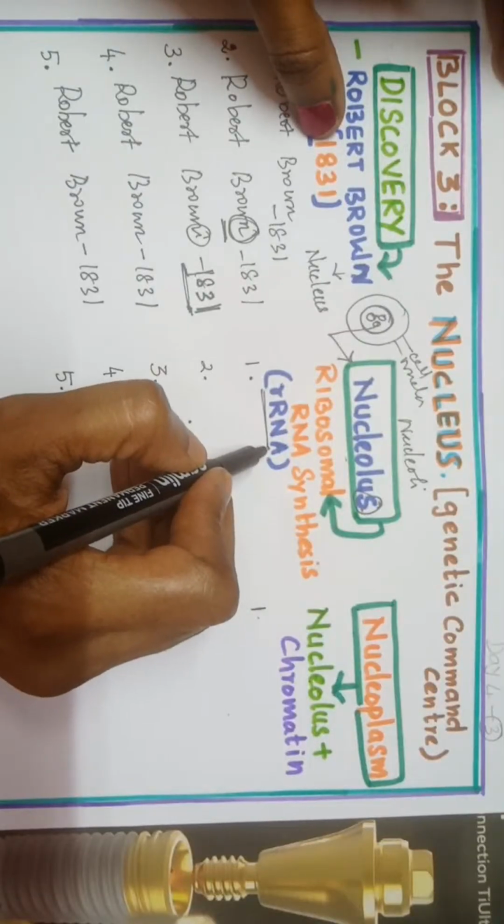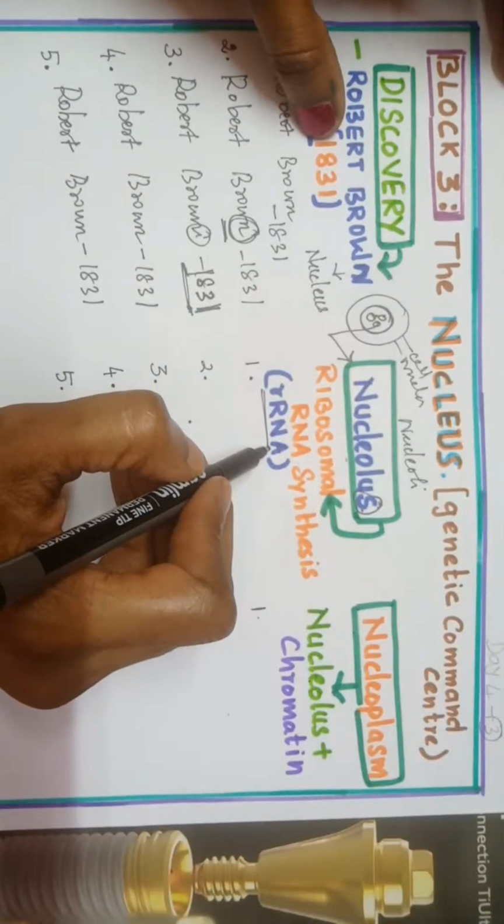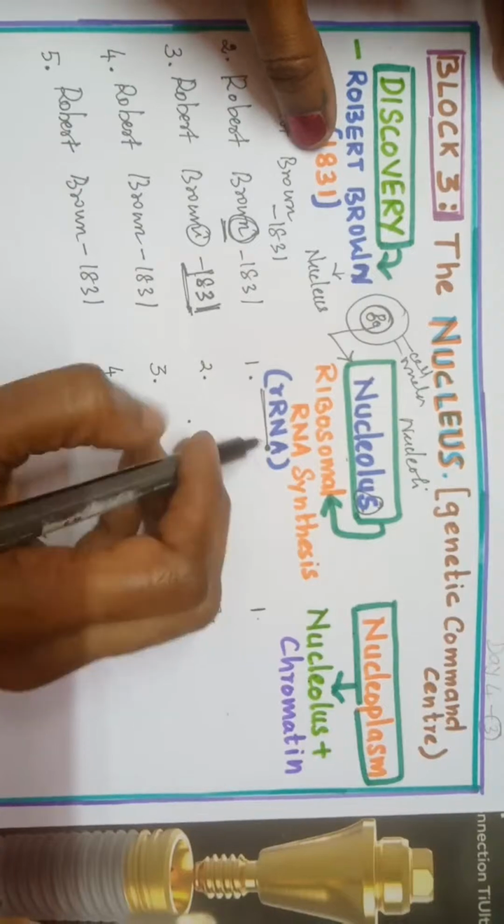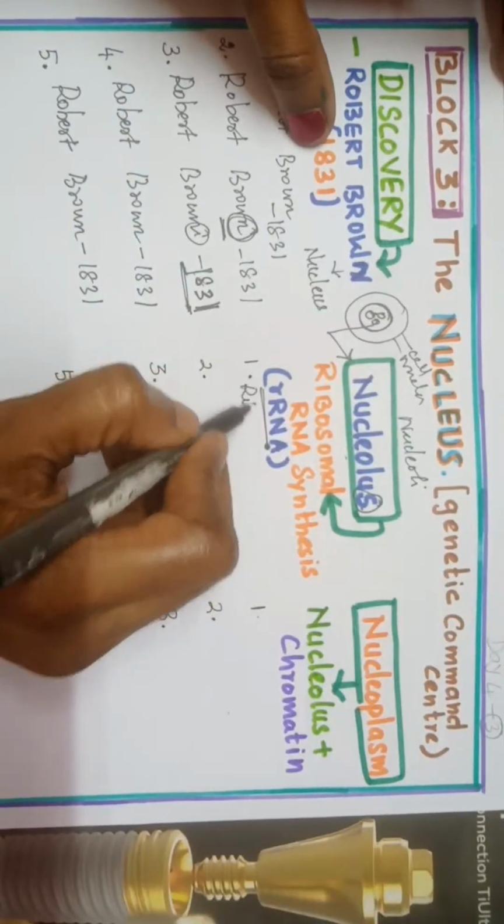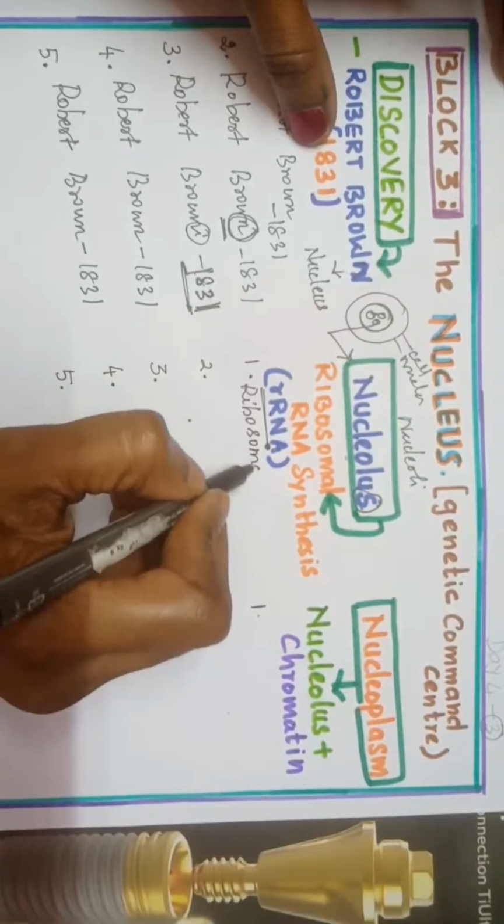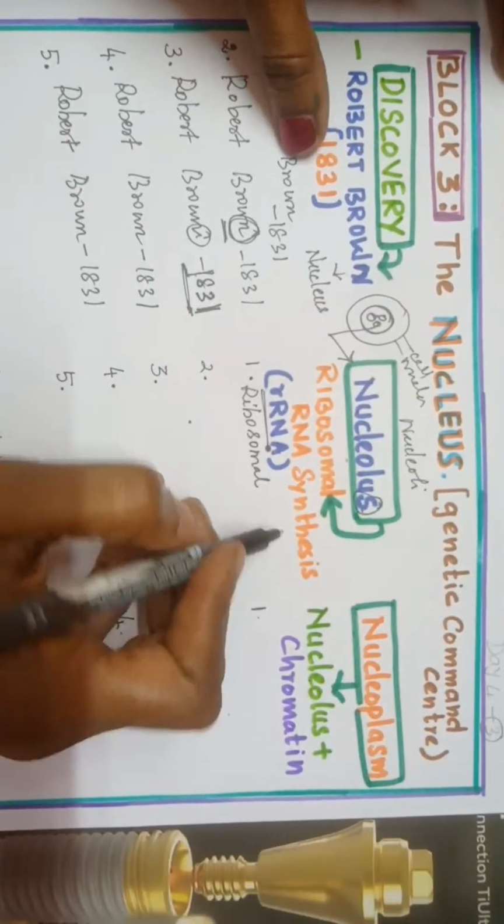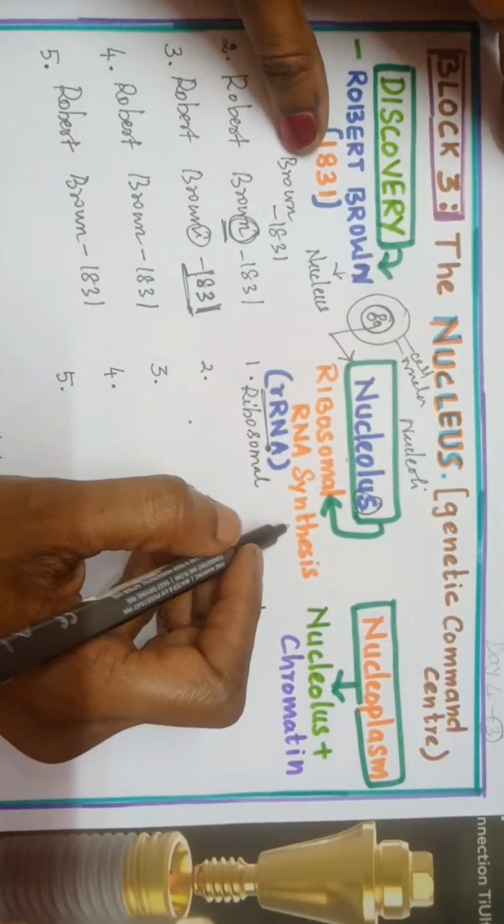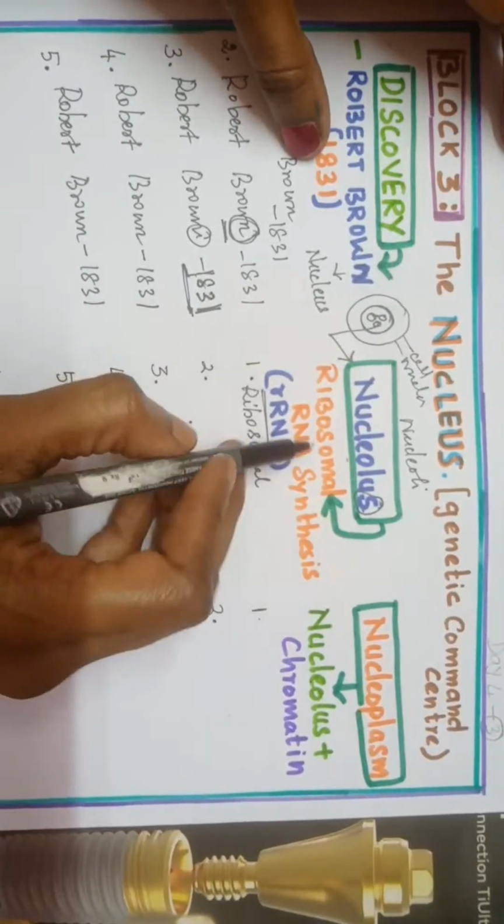How many types of RNA do we have? 3 types of RNA. If you know the answer, quickly type it in the comment section. Ribosomal. Where do you study about mRNA, tRNA? Which chapter? At least you can mention the chapter. It comes in class 12. Ribosomal RNA synthesis.